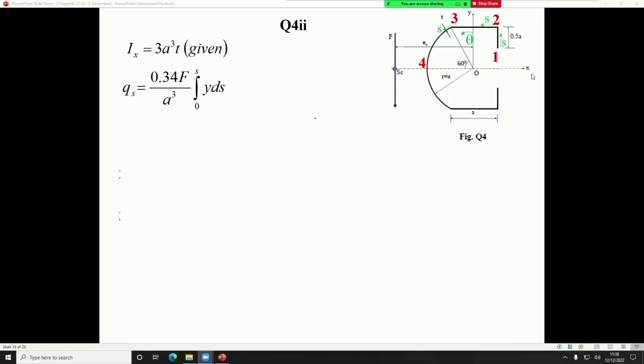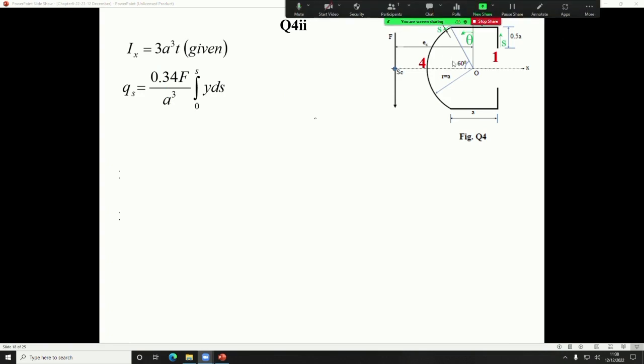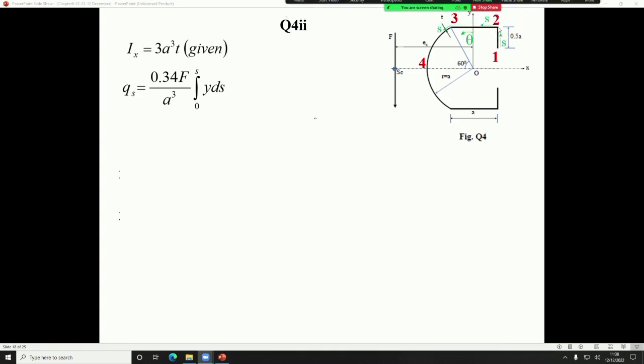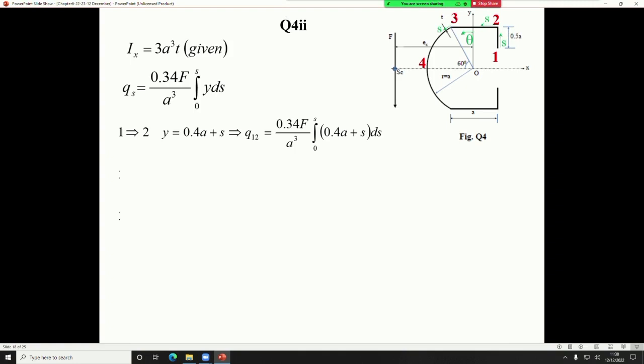So this equation is valid for the whole section, but because we have discontinuities at these two positions, at 0.2 and 0.3, we have to use different coordinate systems, curvilinear coordinate systems, for those three panels. So I studied panel 1, 2. As you can see, the difficulty with this equation is that we have two different coordinate systems. One is the Cartesian one, and the other one is the curvilinear one. So we have to convert one to another.